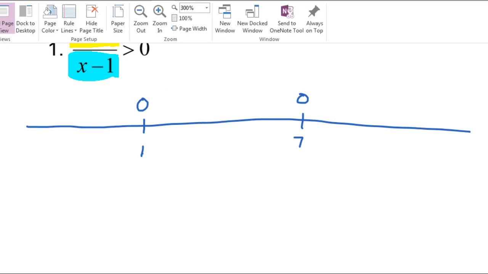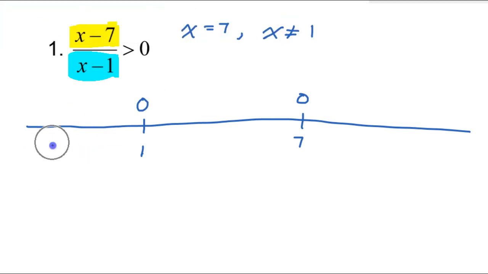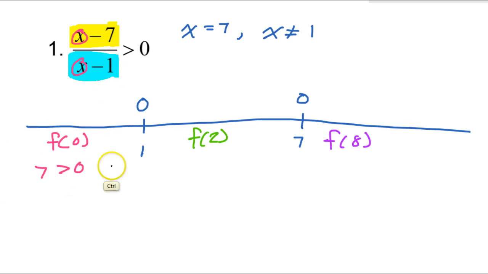All right, so I need to check these intervals. So over here in the first interval, let's just do f at 0. In the second interval, I'm going to do f at 2. And in the third interval, I'll do f at 8. Okay, so 0. Look, if I put 0 here and here, that's just going to be positive 7. Okay, so I get positive 7 is greater than 0. That's a yes. That means I have solutions in this interval.